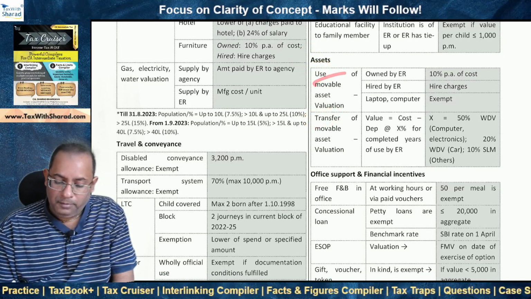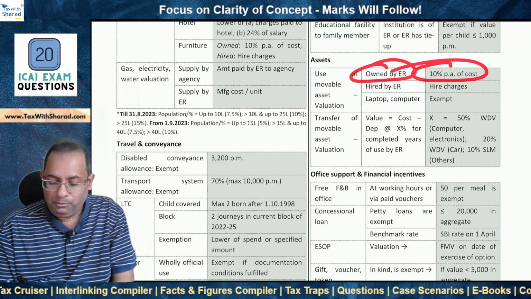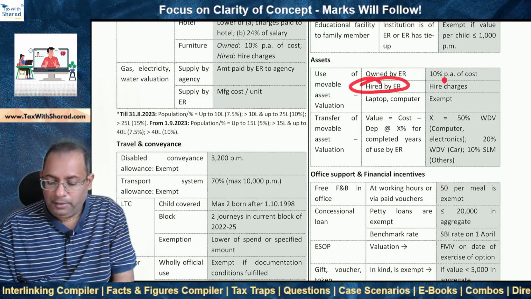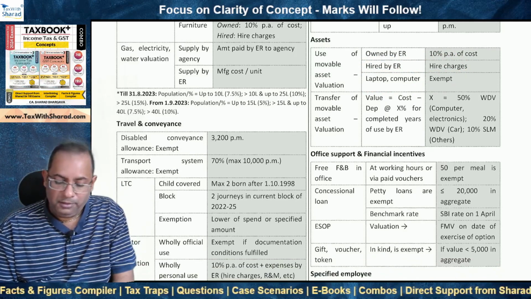Now assets. Use of movable assets and transfer of movable assets. In case of use of movable assets, where the asset is owned by the employer, the value is 10% per annum of cost. Where hired by the employer, the value is the hire charges. But in case of laptop or computer, there is no value, it is exempt.